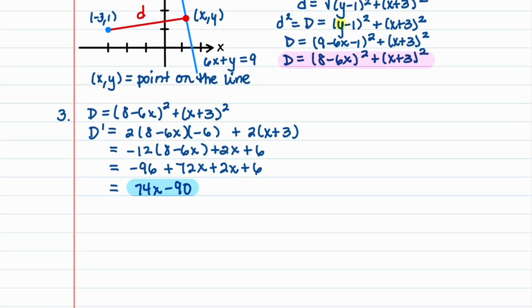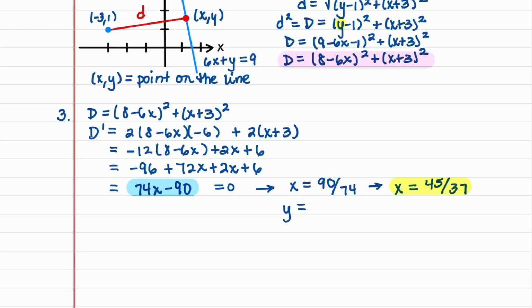Now we can find the critical value. We're going to set this equal to 0. And this is going to give us that x is equal to 90 divided by 74. And we can divide both of those by 2. So we get that x is equal to 45 divided by 37. And let's highlight that. Now let's go ahead and find y, because we eventually want to find the point on the line. So we're going to need y.